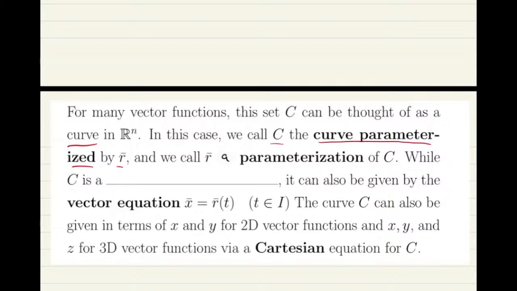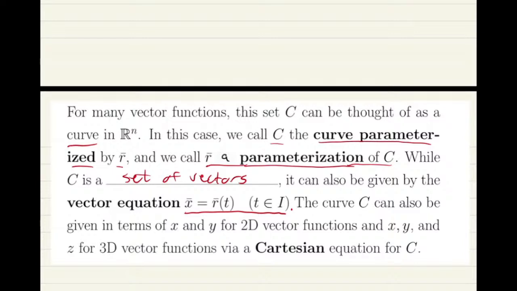I'm still talking about the range C here. We call the range C the curve parametrized by the vector function R, and we call R a parametrization of C. While C is a set of vectors, a subset of Rn, R2 or R3, it can also be given by a vector equation, right? You saw this with lines.